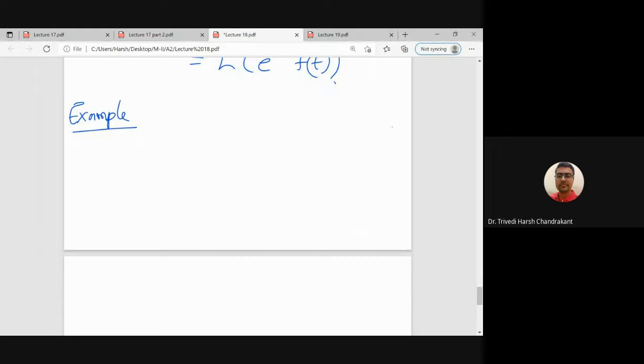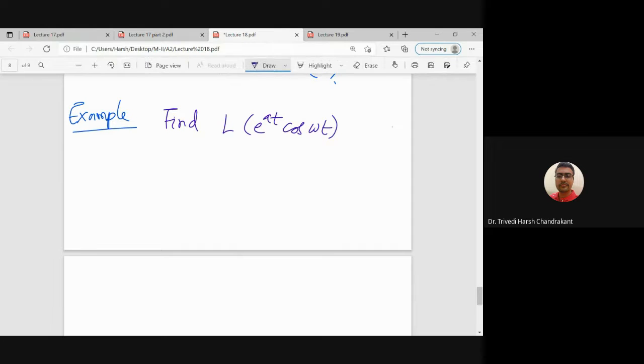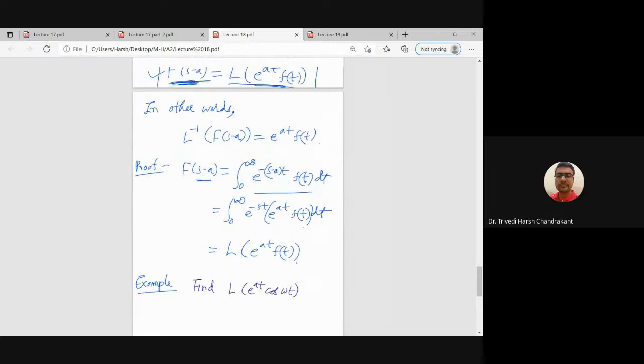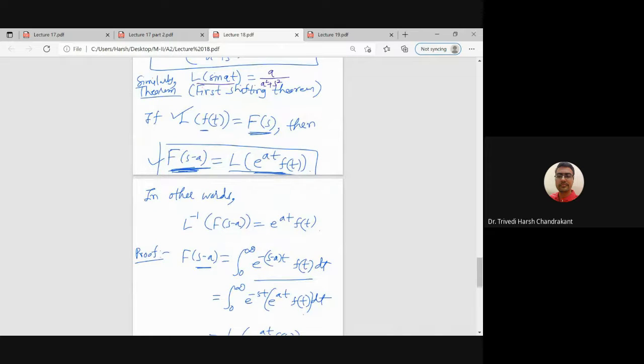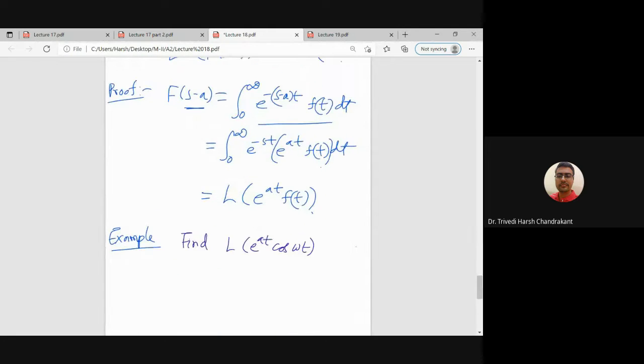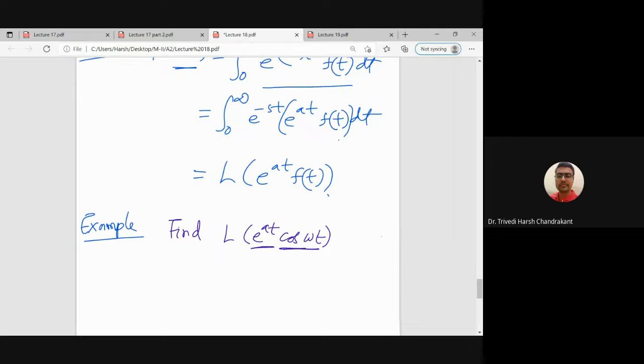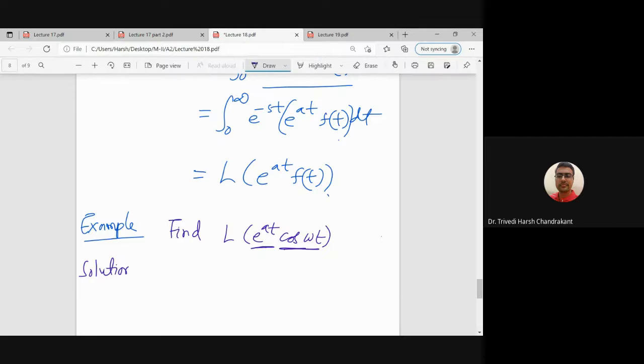Okay, so let us take one example of the shifting theorem. Find the Laplace transform of e to the power at cosine wt, where w is some fixed number. Here we can see that in the first shifting theorem we get the Laplace transform of a function multiplied by e to the power some number times t. So whenever we want to find the Laplace transform of a function times e to the power at, we will use the first shifting theorem. In this example, we know the Laplace transform of cosine wt, but that is multiplied with e to the power at, so we will use this first shifting theorem.